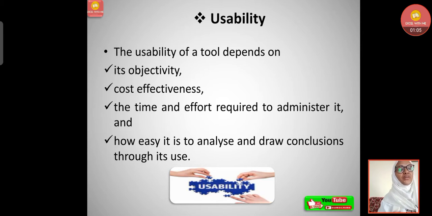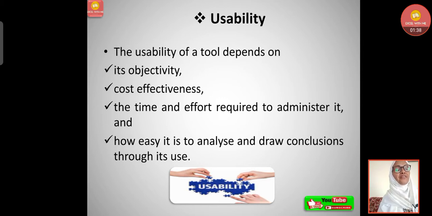Let's start with today's topic, that is usability, the third characteristic of a good research tool. Now the usability of a tool depends majorly first on its objectivity. That means it should not be biased, it should be clear and effective, or cost effective also. That means sometimes it will be costly, or sometimes it will be less, or sometimes it will be free also. That we have to check, what our research suits for.